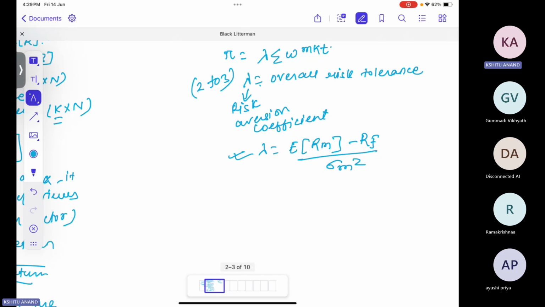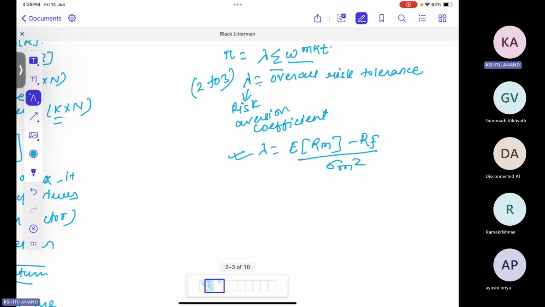So this is about lambda. Got it, everyone? Is this clear? This is the variance and covariance matrix of excess return you are aware about, and this is the weight according to market capitalization. From there, you can get pi. Pi is the equilibrium return, so it is basically an input to the Black Litterman model. So this is the return that you already have.